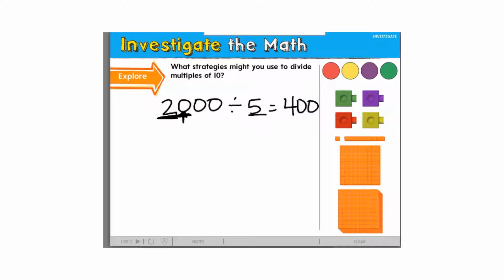So 2,000 divided by 5 would be 400 because you're going to take the 5 and divide it into 20, not 2. So you have to really look at those first numbers. It's either going to be the first number or the first 2 numbers, one way or another.